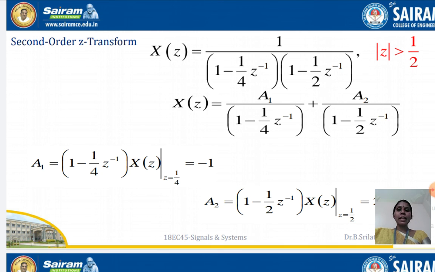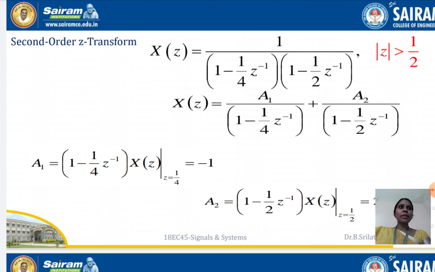Let us consider the second order Z transform. X of z is equal to 1 by (1 minus 1 by 4 z power minus 1) times (1 minus 1 by 2 z power minus 1), and mod of z is greater than 1 by 2. This is the given problem. We are going to find the inverse Z transform of the given system. Before applying the partial fraction method, we first have to see the denominator, whether we have the roots or not. In this problem, we have two roots.